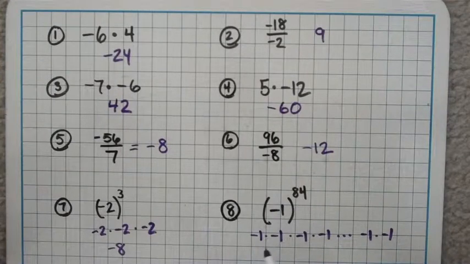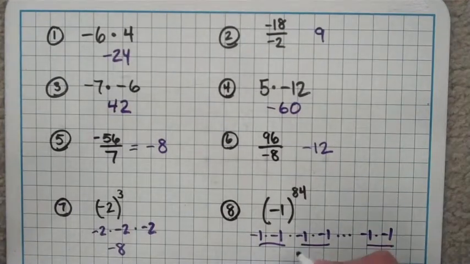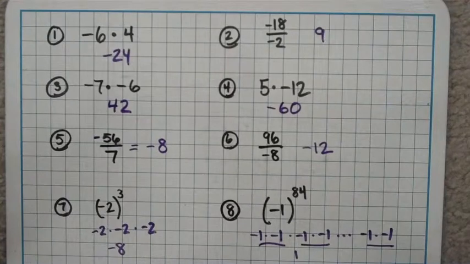If you multiply 84 negatives, you can pair them up. They're going to pair up really nicely. And each pair of negatives, like right here, here's my first 2, my second 2, all the way to my last 2, each pair of negatives is going to cancel, leaving me with a positive. So my final answer will be a positive 1.